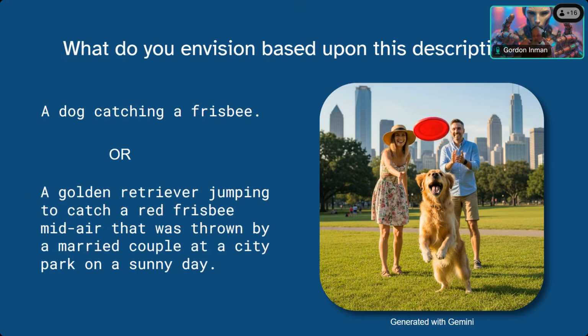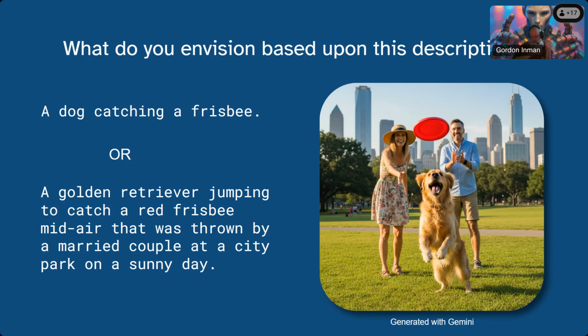This would be a better description of the image being displayed: a golden retriever. I'm labeling the breed of the dog, jumping to catch a red frisbee midair that was thrown by a married couple in a city park on a sunny day. This type of information will help narrow down what the AI will generate, and it'll have fewer assumptions that it has to make.